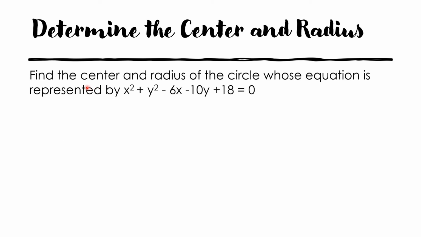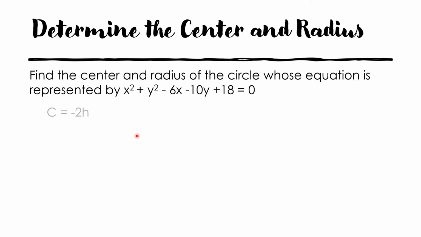Let's have another example. Find the center and radius of a circle whose equation is represented by x squared plus y squared minus 6x minus 10y plus 18 equals 0. So, itong example na to is naka-general form. So, para ma-solve natin yung center and radius, pwede natin gamitin yung formula kanina nung nag-expand tayo ng ating general form.